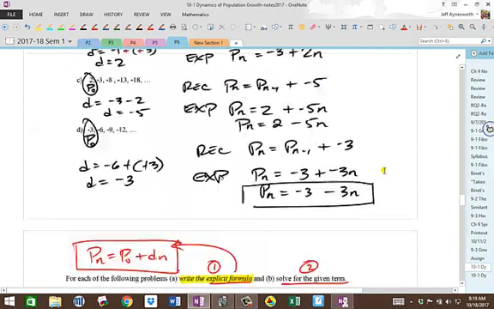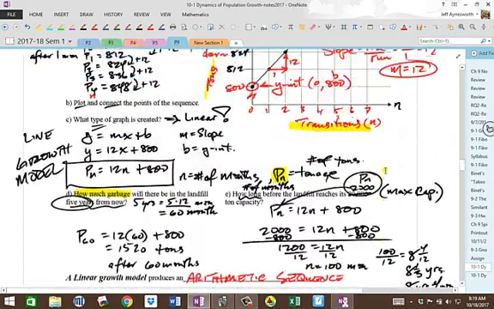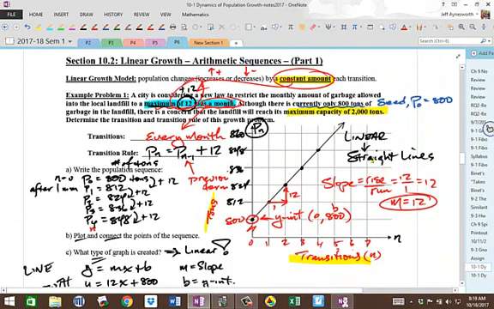So this is all about linear growth models or arithmetic sequences in section 10.2, part 1. Okay, this is a 2-part video. This is part 1 dealing with linear growth models.